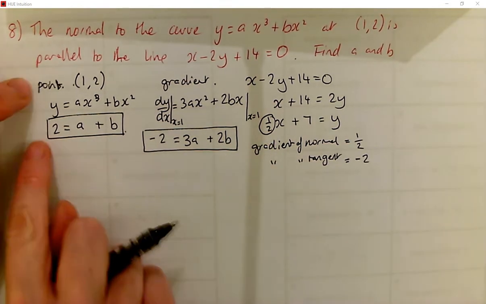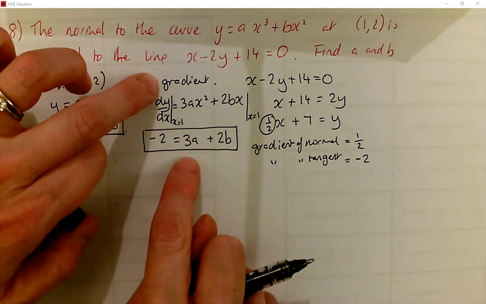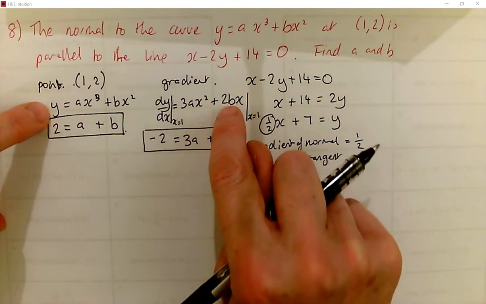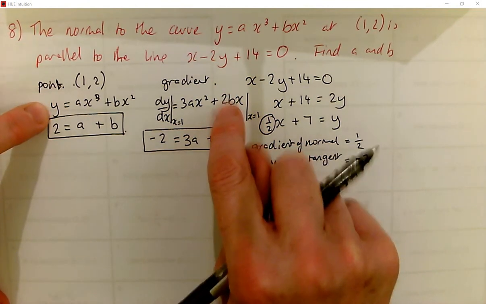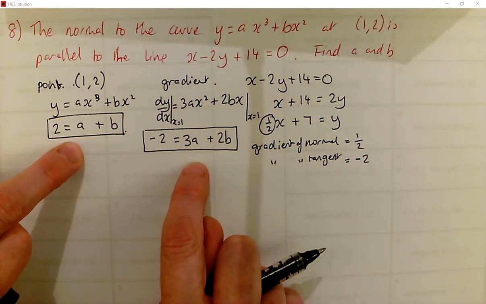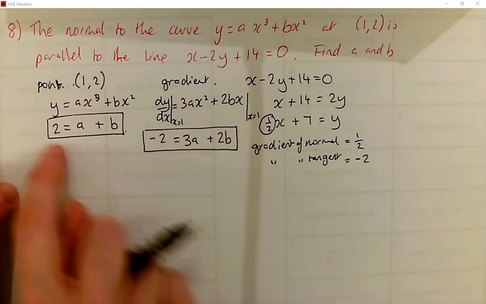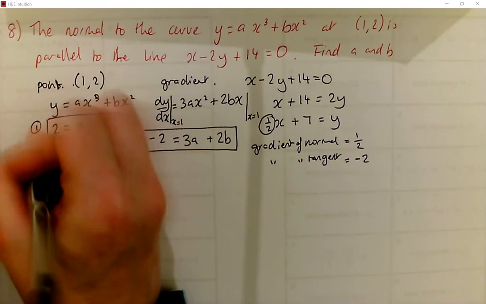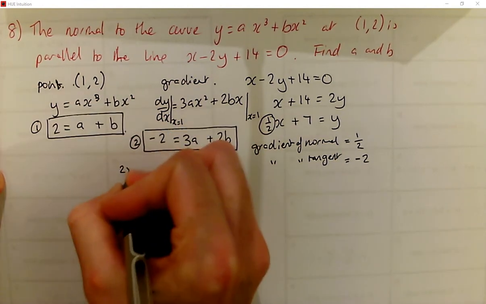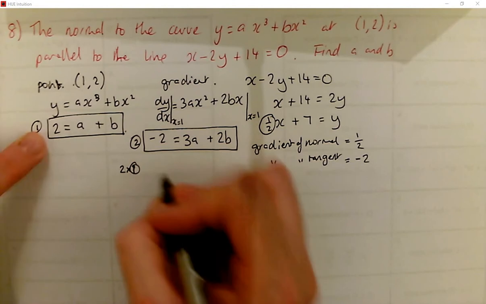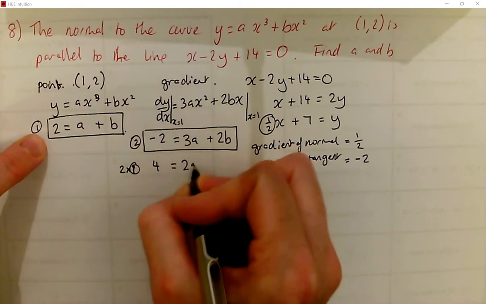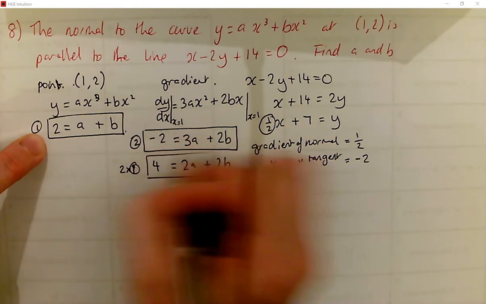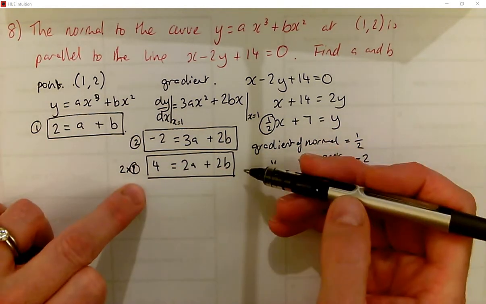So we found the point and we found the gradient from the information in the question, but also following our usual process. By matching those up, we've got two equations in two unknowns. I'm going to double this one here. Let's call that one number 1 and this one number 2. If I do 2 times number 1, I'm going to get 4 is equal to 2a plus 2b. And then I'm going to subtract the second equation from the first.